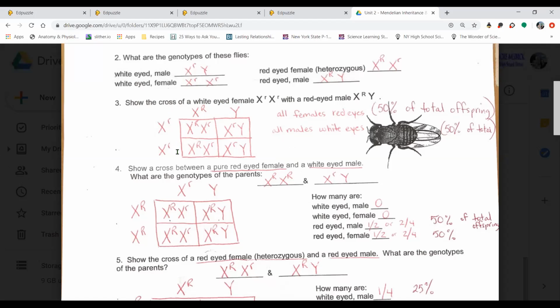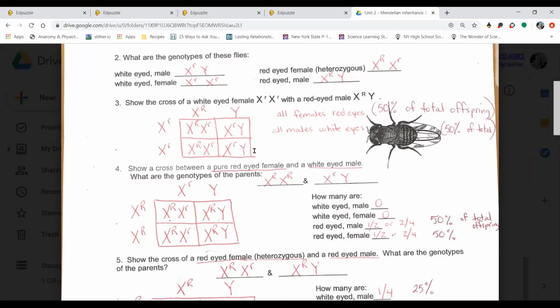So then when you fill in your cross, the proper notation is, if there's two X's and one of them has a capital R and one of them has a lowercase r, you still would write the capital first, like we've already learned with that notation in autosomal inheritance.